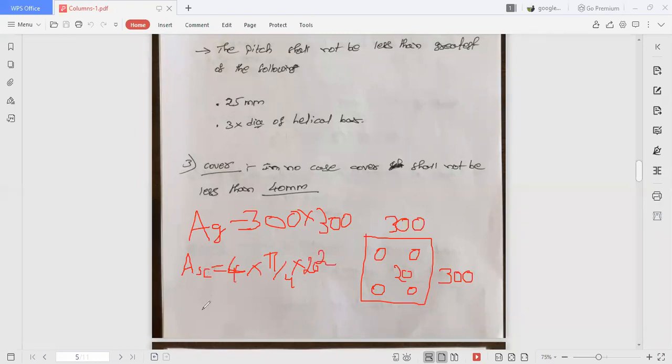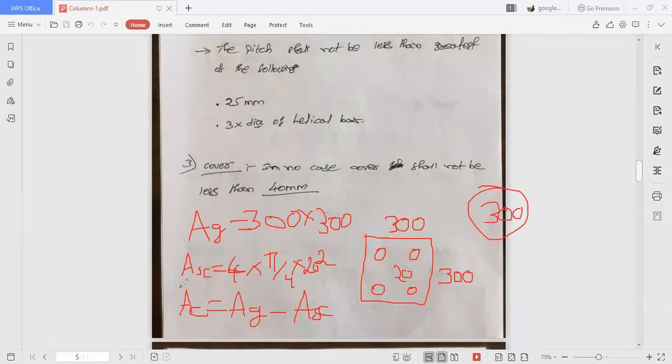Now how to find the area of concrete? The remaining portion is called the area of concrete. So gross area minus area of steel gives the area of concrete. This is the very simple understanding you have to have. Gross area means outer dimension by outer dimension, and if it is a circular one with a 300 mm diameter, the gross area will become pi by 4, 300 square.